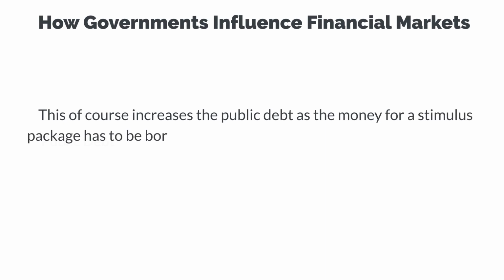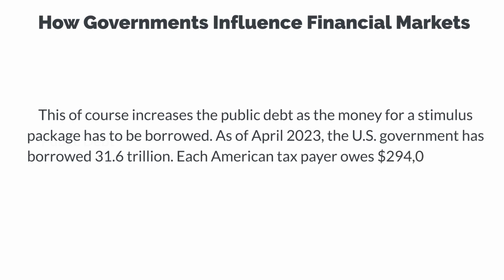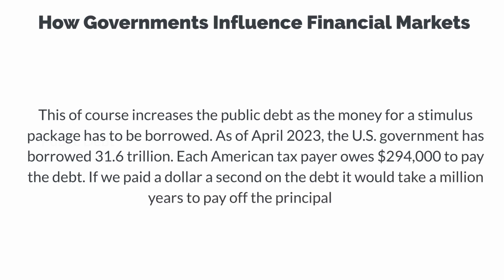As of April 2023, the U.S. government has borrowed $31.6 trillion. Each American taxpayer owes $294,000 to pay the debt. If we paid $1 a second on the debt, it would take 1,000,000 years to pay off the principal only.